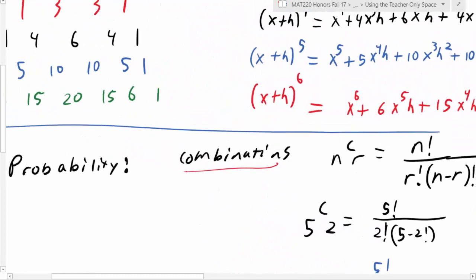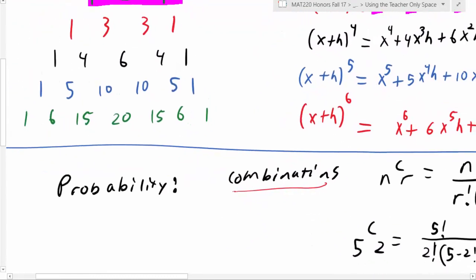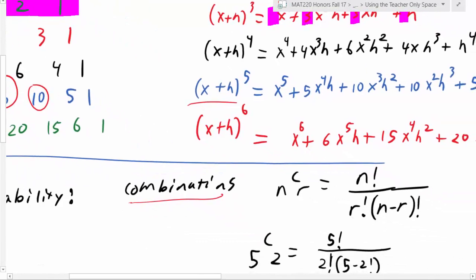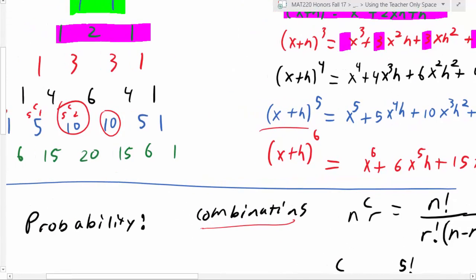Well, if I go to my powers of 5 row, the trick is we start at 0. So this would be 5 choose 0. This one would be 5 choose 1, and right here is 5 choose 2, 5 combinations 2. And so therefore you can already guess what 5 combinations of 3 would be: 10. So if I choose 2 friends to go with me, there's 10 different ways of doing that. If I choose 3 friends to go with me, there's 10 different ways of doing that.